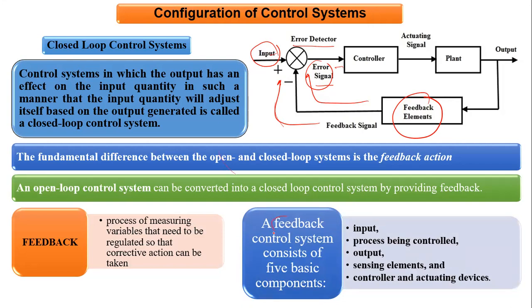A feedback control system is nothing but the closed loop control system, right? So we have an input element, we have the process being controlled, meaning the plant, the output, the sensing elements, controller, and actuating devices. Actuating devices are actually the valves, actuators. These are the valves or actuators. For example, a switch, a relay, they are the best examples of the actuating devices, right?